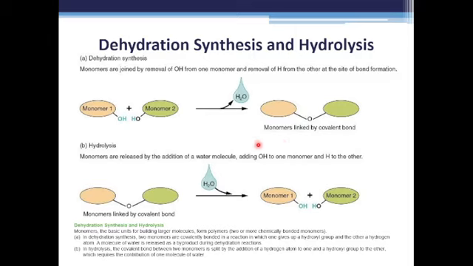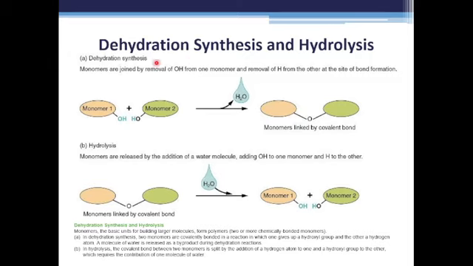Proteins have a monomer of amino acids. Lipids have monomers of fatty acids. We're going to talk about that in the next lesson, the macromolecules. So first, let's talk about dehydration synthesis.